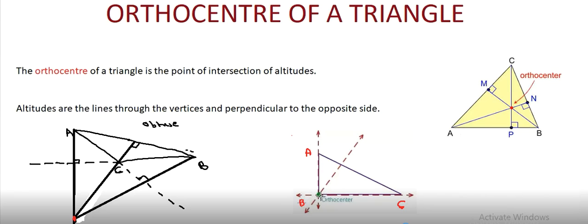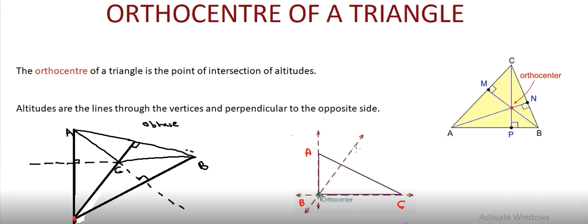Now if I consider B, the opposite side is AC. So altitude from B is the perpendicular line from B to the side AC, which will be BC itself. So this is the altitude from B to the opposite side AC. Now if I consider the vertex C, the opposite side of C is AB and the perpendicular line from C to AB is the line BC.